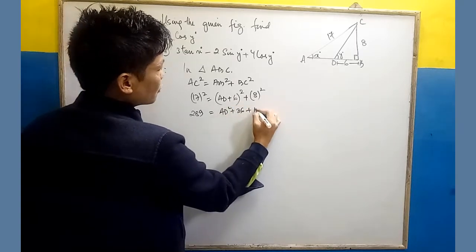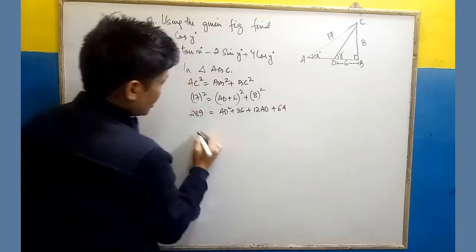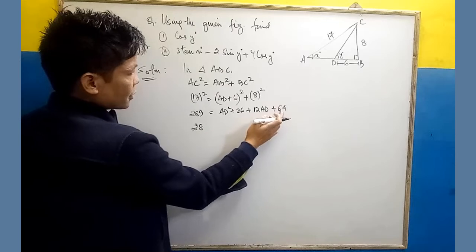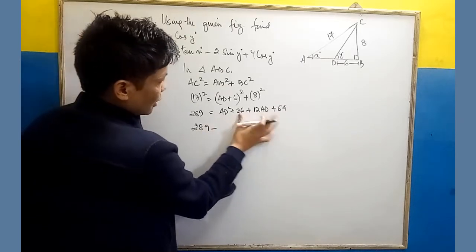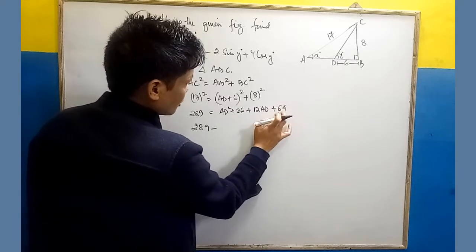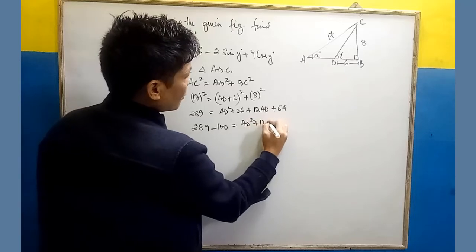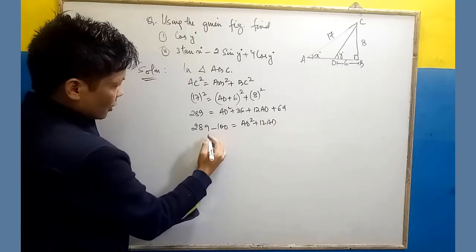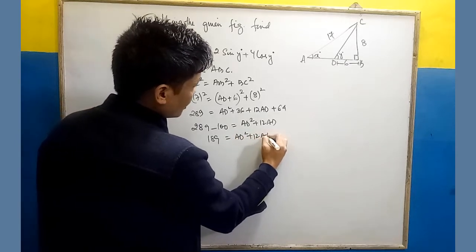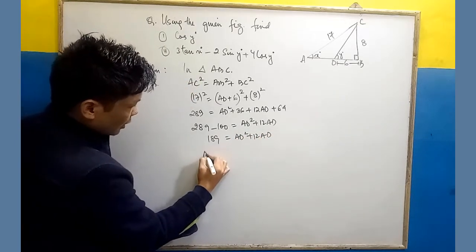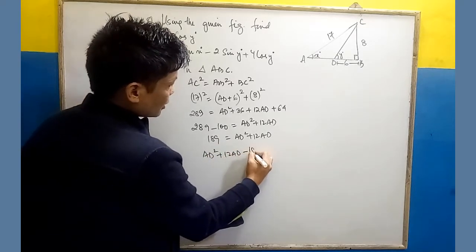2 times 6 is 12. 12 AD plus 8 square is 64. So if I shift 64 and 36 to the left hand side, first I'll add these two. 64 plus 36 is 100. So AD square plus 12 AD, I'll get 100 minus... so I'll get AD square plus 12 AD. So I can shift 189 to the right hand side, so I'll get minus 189.